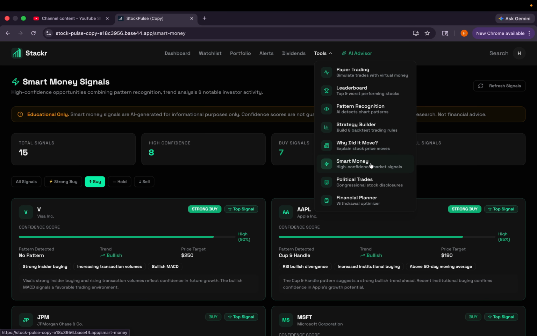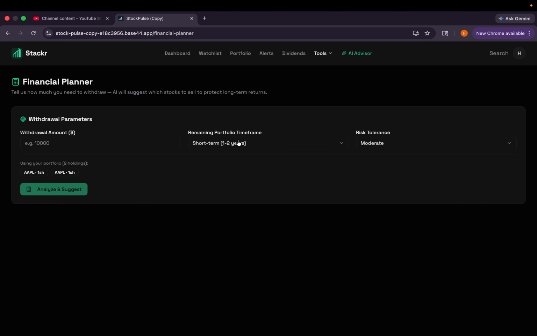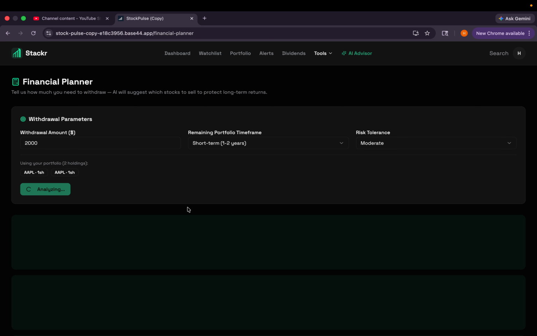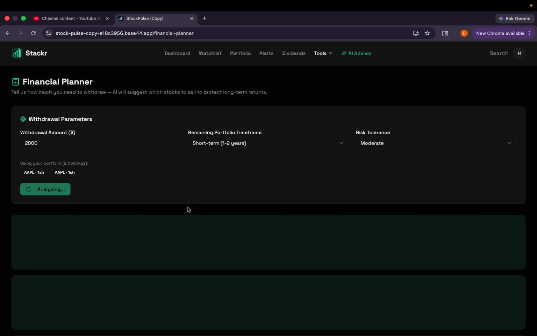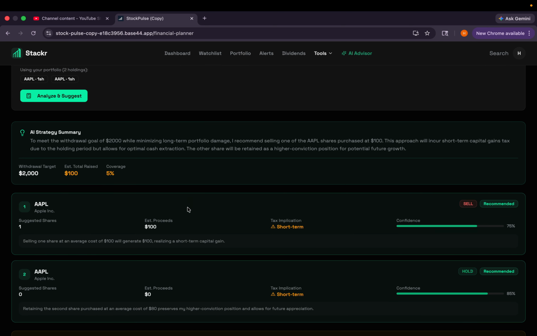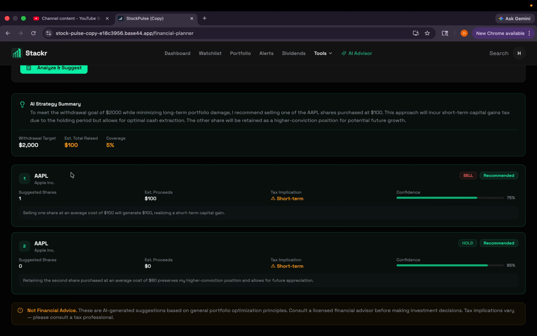Okay, now we can also go to the financial planner, and here we can have a short term goal, where we're trying to invest and want to get at least 2,000 from investing. So here we see, to maximize long-term portfolio, it gives us these two suggested shares and estimated proceeds, and it tells us the tax implication. It says selling one share at an average of 100 will generate 100, realizing a short-term capital gain, and retaining the second share purchased at an average cost of 80 preserves my high risk and allows for future appreciation.